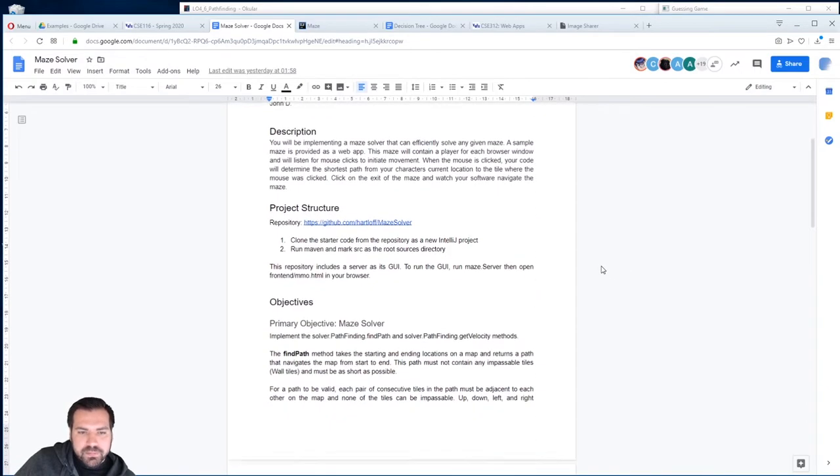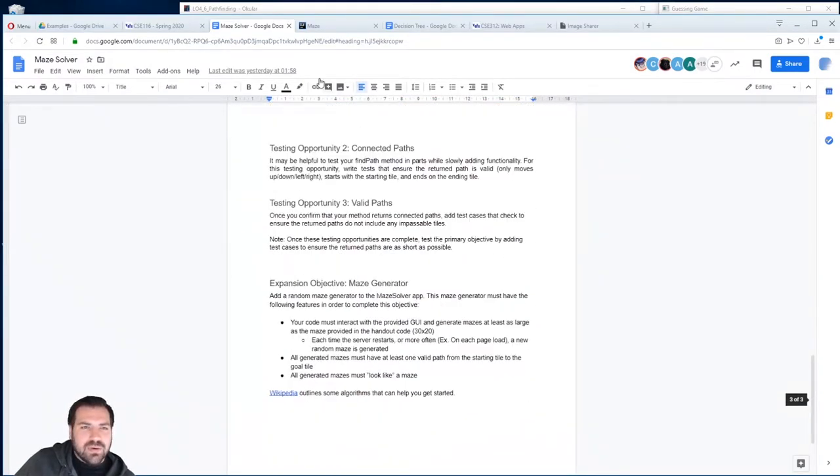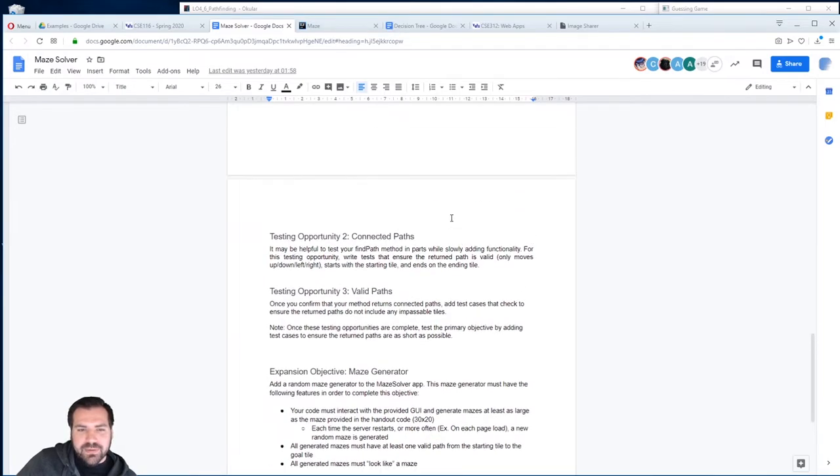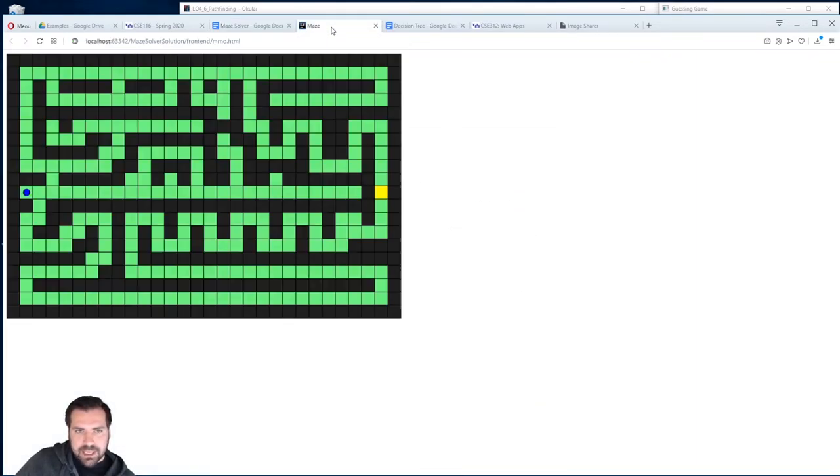So Maze Solver. I'm not going to read the doc to you during lecture. But the goal here is to solve a maze. This is mostly about today's lecture. Today's lecture content is going to show us how to actually approach this problem. I have some player that starts at a specific spot, and I want to solve this maze. The way this is set up is wherever I click, I should be moving to that click.